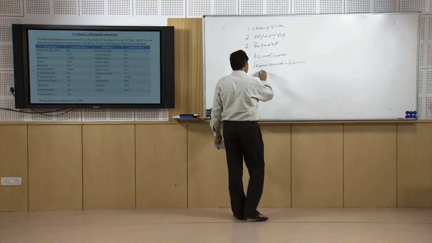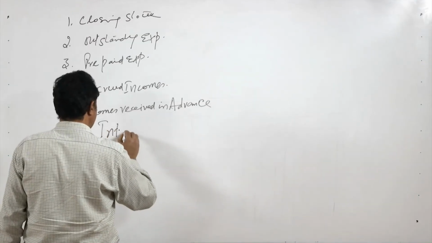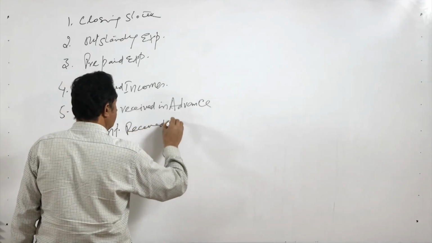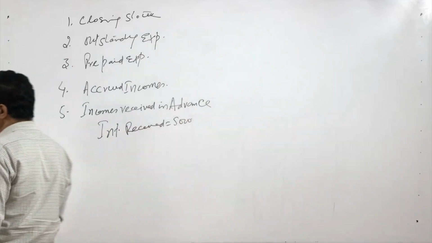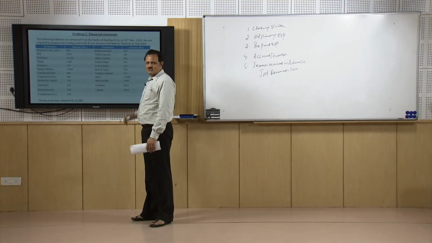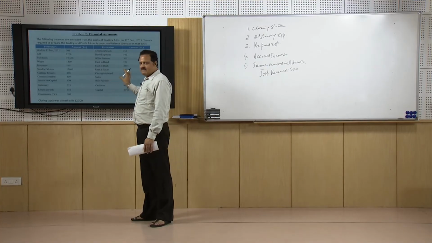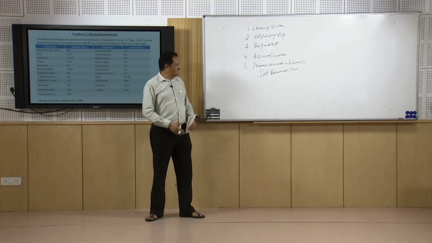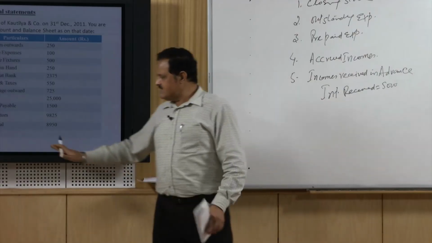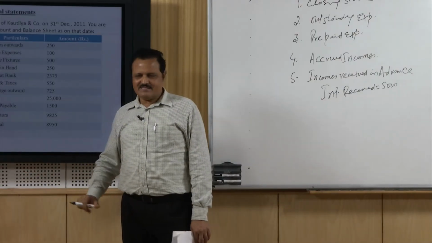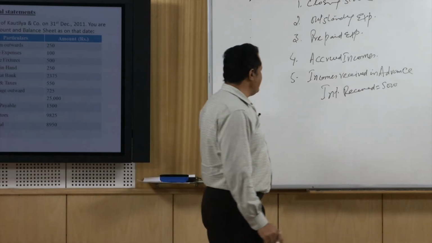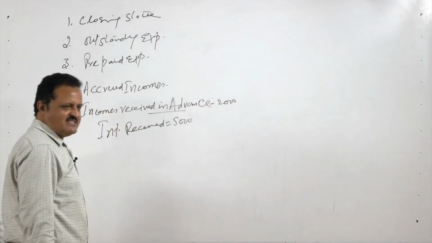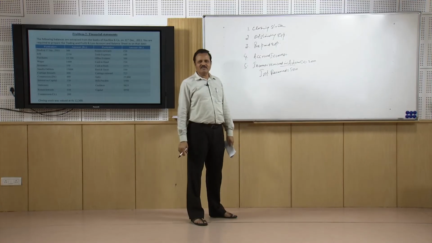For example, again we take the interest. Total interest received, for example, is given as 5000 rupees, the credit balance of interest income. Now, you are given additional information that interest worth rupees 2000 is not yet due and has been received in advance. It means that 2000 rupees becomes the interest received in advance. That income was not due to us, we have received it in advance.